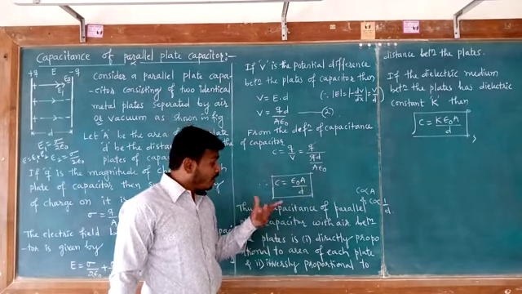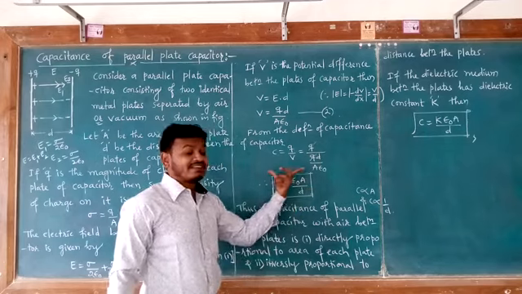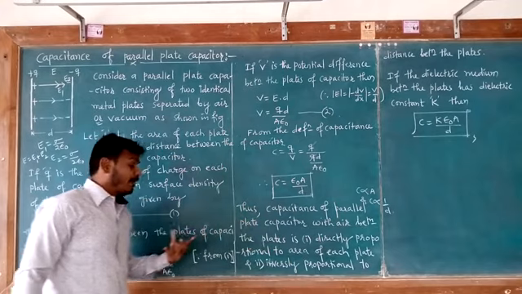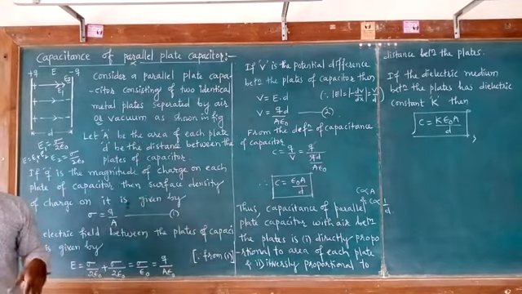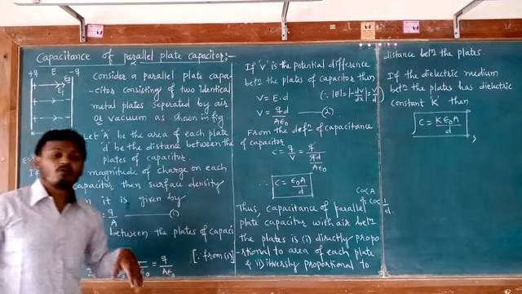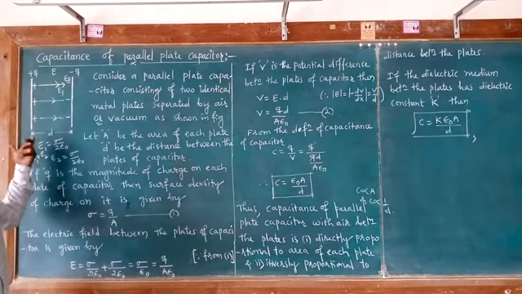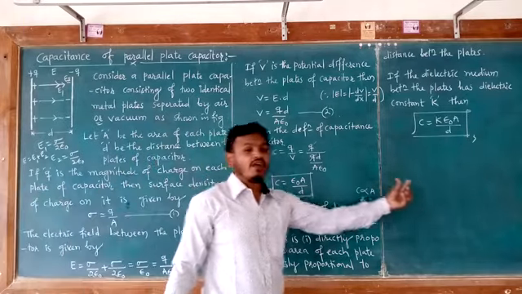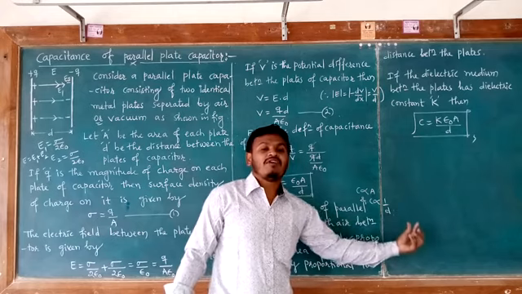By the help of it, we can easily understand that the capacitance of a parallel plate capacitor with air between the plates is directly proportional to the area of each plate and inversely proportional to the separation between the plates of the capacitor. That is, C is proportional to A and C is proportional to 1 divided by d.